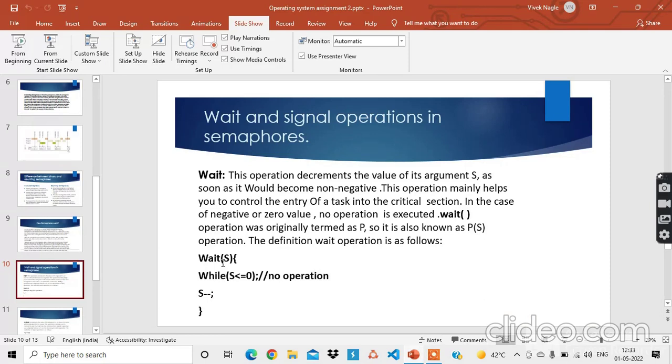Here is the body of the wait code. Here we pass as an argument s, an integer, the value of the semaphore. Then we write a while loop for when s is less than or equal to 0, and we know that the wait while loop will continue until the condition fails.